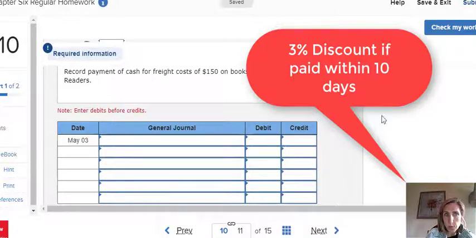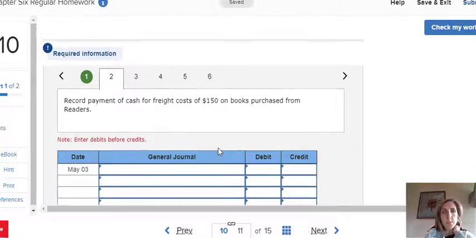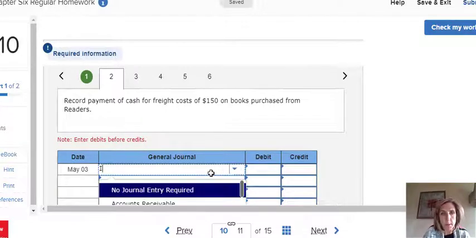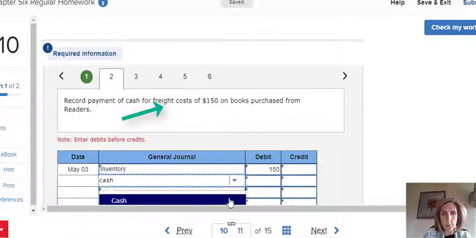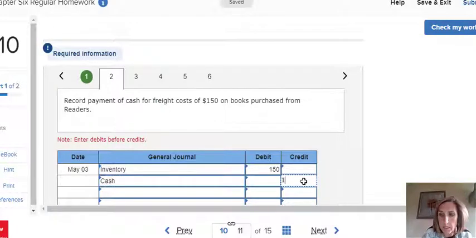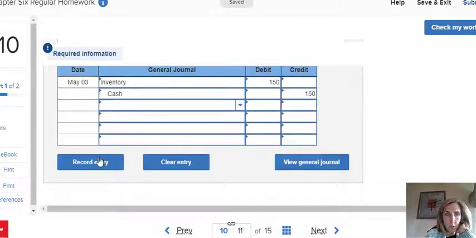The next part says record payment for your freight cost. Your freight cost is your shipping. Since we're paying freight on the product coming in on our inventory, we're going to debit inventory instead of a shipping cost. We're going to debit inventory because we are paying for shipping to get the product to us. It's the same concept we learned about in chapter 7. Cost of your shipping goes into the asset. I'm going to credit cash because it says I paid it. Then I'm going to record this entry.